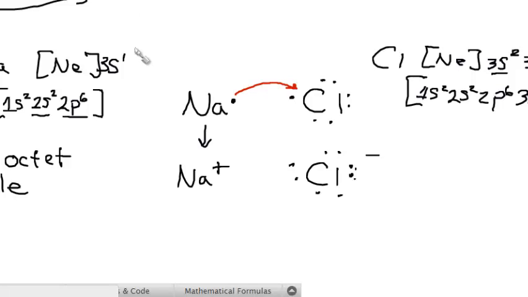Sodium chloride, of course, we write as NaCl. Now we can do the same sort of thing with all kinds of different metals and nonmetals. For example, if I want to do calcium and nitrogen. Calcium has 2 valence electrons and they are paired.